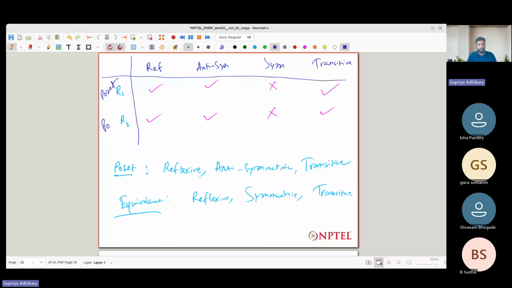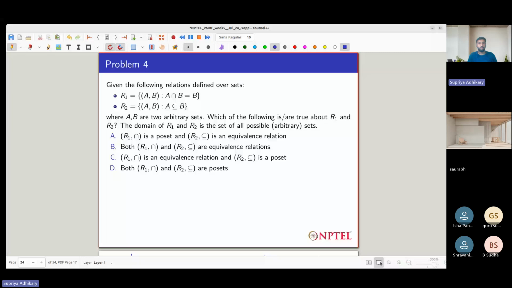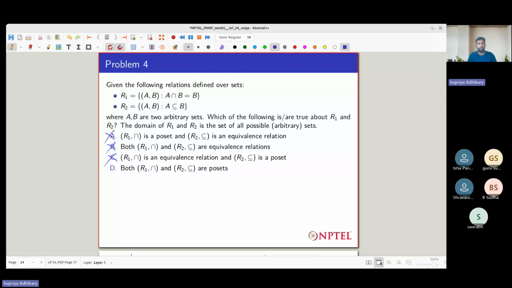So the first statement was that R1 is a poset and R2 is an equivalence relation. This is not true. Both R1 and R2 are equivalence relations. This is also not true. R1 is an equivalence relation and R2 is a poset. This is also not true. But the final answer should be that both R1 and R2 are posets.